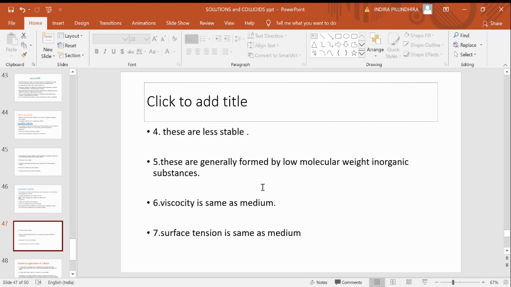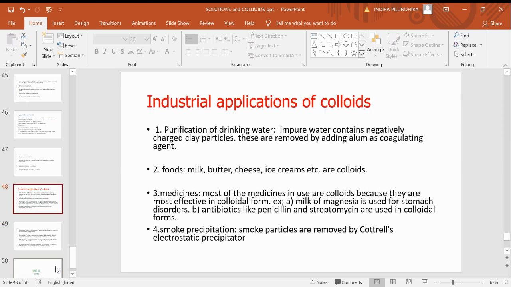Okay, so this is about the colloid definition, and we have seen the types of the colloids, and then we have seen the properties of the colloids. Okay, now we will learn about the applications of the colloids in the industries. So now we'll move to the next slide. The industrial application of the colloids.